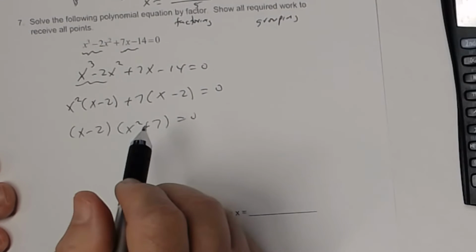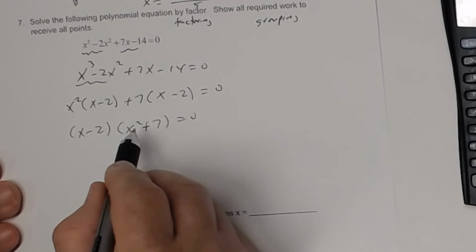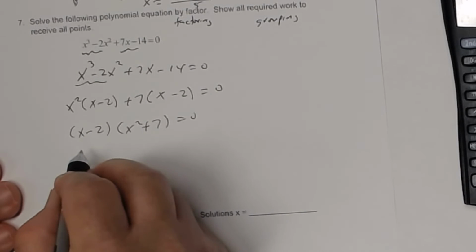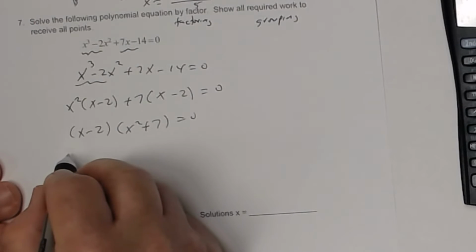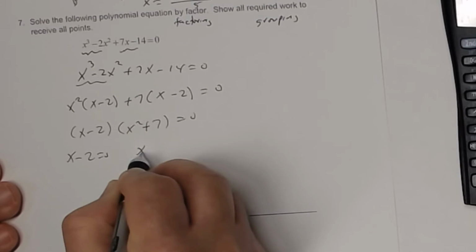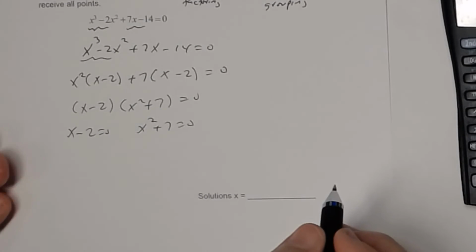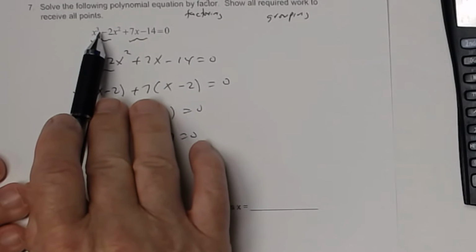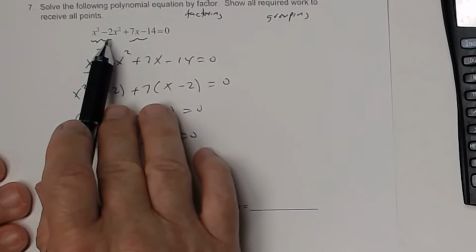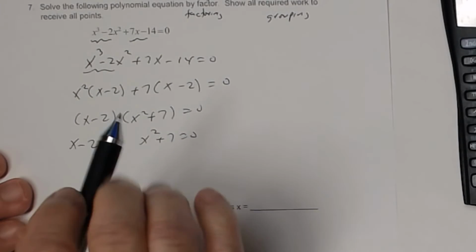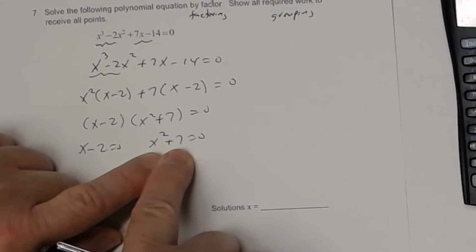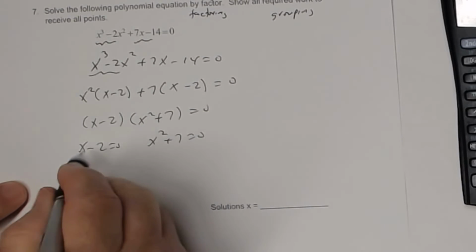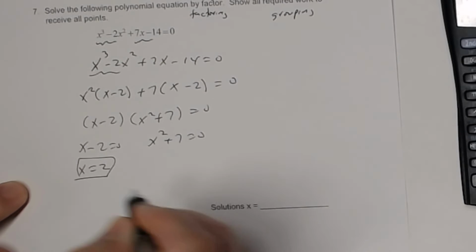Okay? All right, so at this point you have to recognize, hey, I have 2 factors whose product is 0, so one of those has to be 0. So that's where that zero factor property comes in. So x minus 2 equals 0, x squared plus 7 equals 0. Now notice I went from this cubic equation, this cubic polynomial equation, to a linear equation and a quadratic equation. This linear equation is easy. So x minus 2 is equal to 0 when x equals 2. So there's one of your solutions.